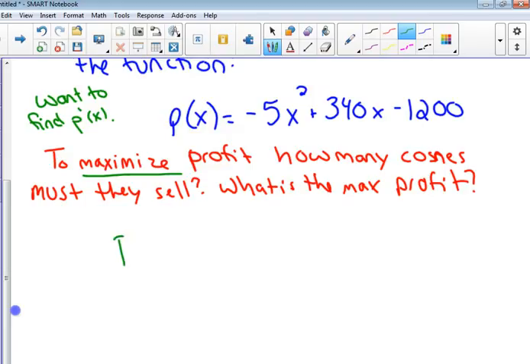So for the next part, what's p prime? Negative 10x plus 340. Good. Okay. So once you guys have your derivative, when you're trying to find the maximum or minimum, what do you need to set it equal to? 0. Okay, set equal to 0.